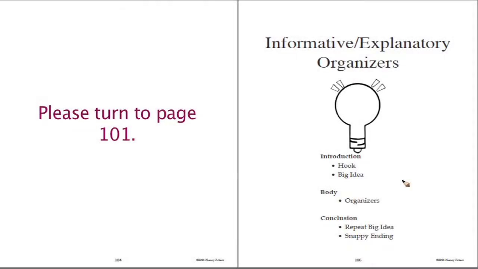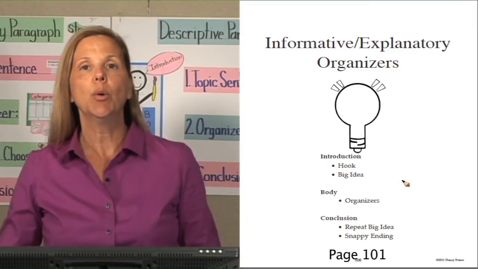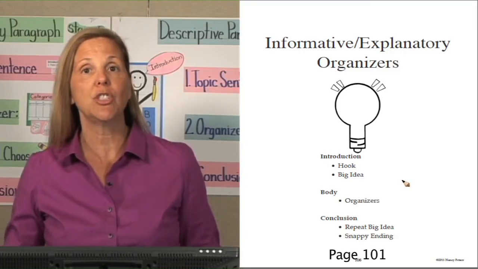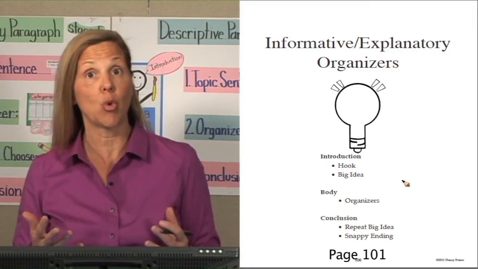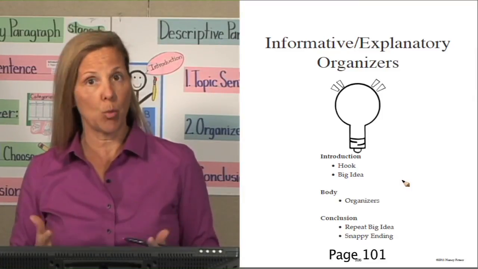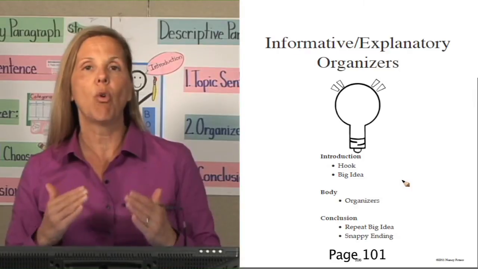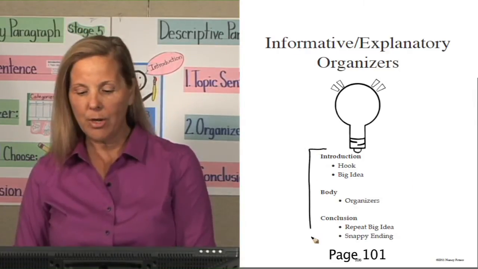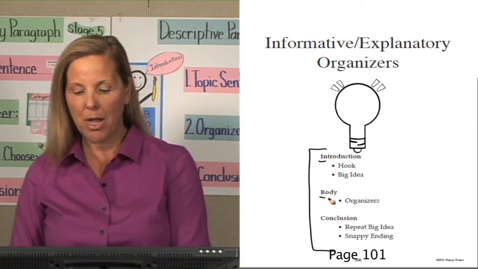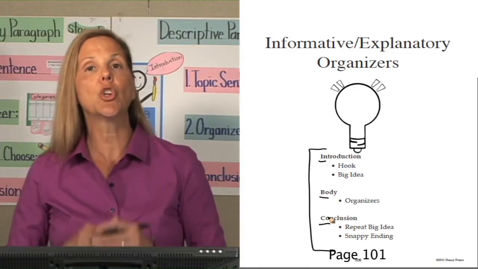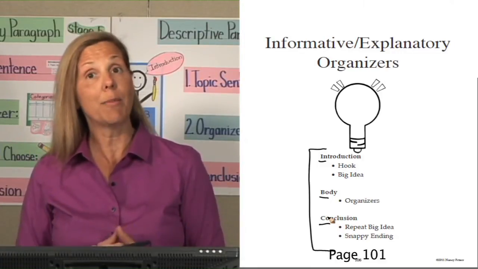Please turn to page 101 for informative explanatory writing organizers. In this manual, you will find that there are 2 chapters dedicated to informative explanatory writing. The first chapter that we're going to go through right now will only deal with the organizers for this type of writing. You will notice that it says introduction, body, conclusion. This is your basic format of informational text.